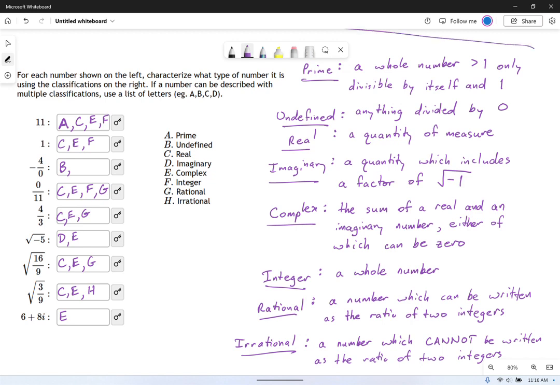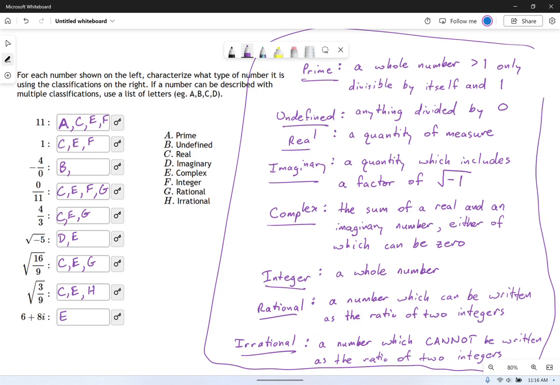Snapshot these definitions over here on the right. I think these would be very handy for you to have written down somewhere. You never know when they might come up.